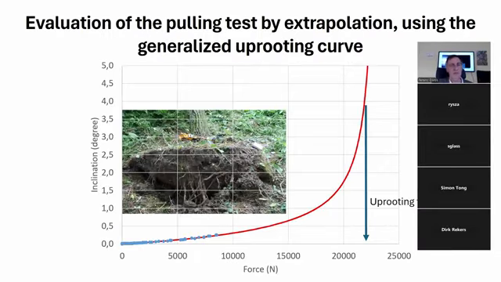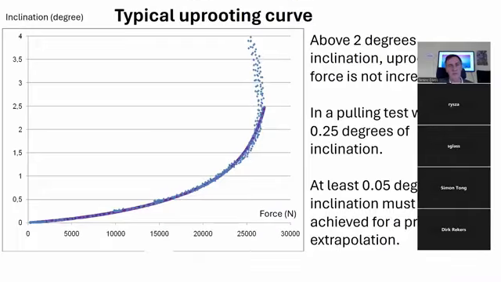The evaluation process. In the pulling test, we stop pulling at 0.2, 0.25 degree. This is not a major impact on the tree. It is just like a stormy condition. We stop and extrapolate the curve we got from the measured points. And when the generalized uprooting curve goes to infinity, the blue arrow indicates the estimated uprooting force. This is the goal of the pulling test, to know what would be the uprooting force.